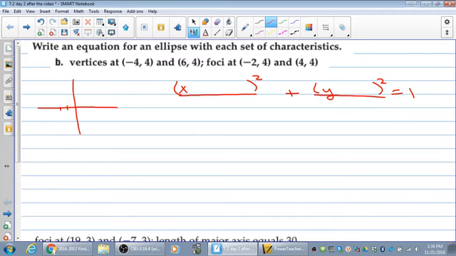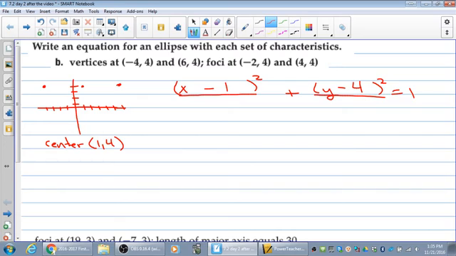We're at -4, 4, right there. So this is a vertex. We've got 6, 4. Now from those 2 vertices, we can find the center. Those 2 points are 10 units away from each other. So the center should be within 5 of each. That puts us at 1, 4. So the center is at 1, 4. Well, now we can have -1 here and -4 there.